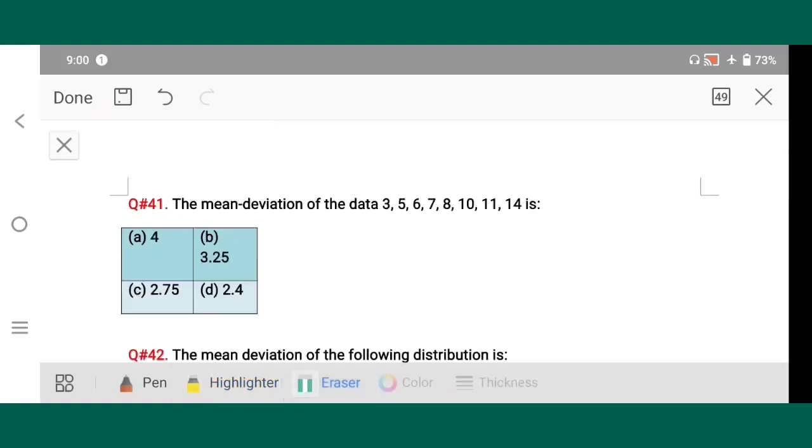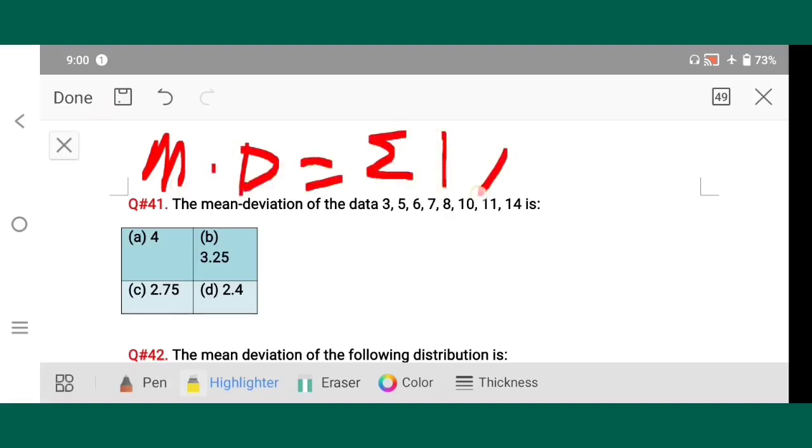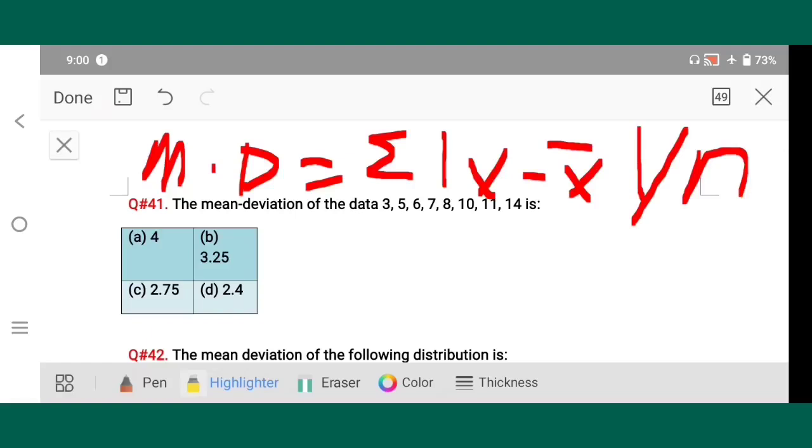The mean deviation of the data, question number 41: the mean deviation of the data 3, 5, 6, 7, 8, 10, 11, 14 is, the options are 4, 3.25, 2.75 and 2.4. So the main idea behind the mean deviation, as this is ungrouped data, is we just write x minus x bar and divide them by n.